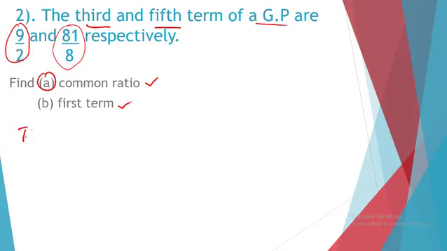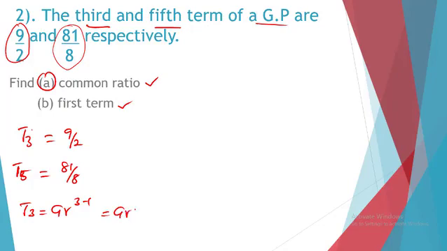We are to find the third term. The third term is given to be 9/2, and the fifth term, which is T5, is given to be 81/8. Now remember that T3 is equal to ar raised to power 3 minus 1, which is equal to ar raised to power 2. So it means that ar^2 is equal to 9/2. Call it equation 1.